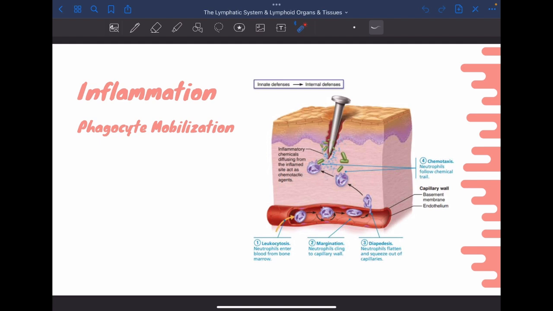The squeezing out of the capillaries is what we refer to as diapedesis. Then they follow a chemotactic trail based on certain mediators being released, cytokines and chemokines, specifically chemokines. They will follow that trail to go to the injured site. So, neutrophils are initially what are going to be present for the first few hours.